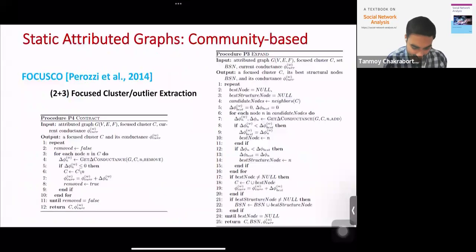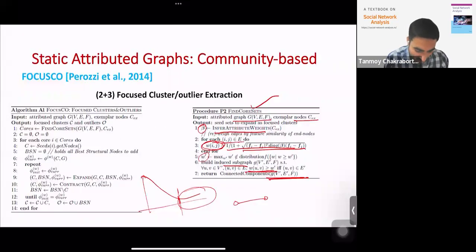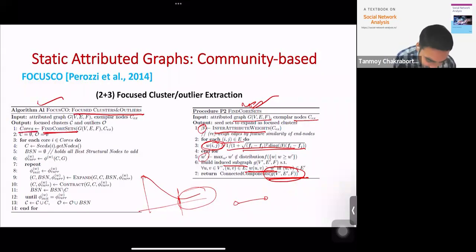Okay. So then this connected component is fed into this algorithm. Now this is the main algorithm: focused cluster and outlier detection. You see here, find core set, meaning this procedure is invoked, right? And you get the core.